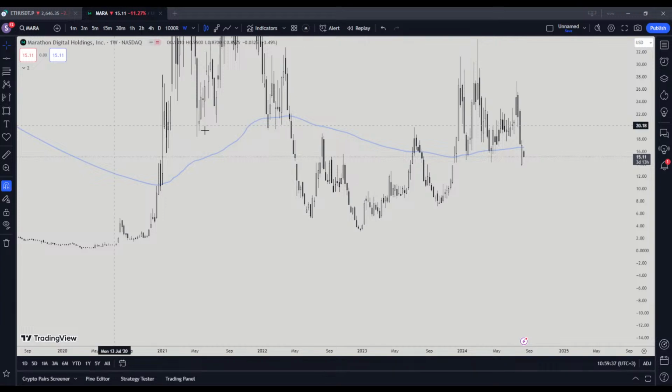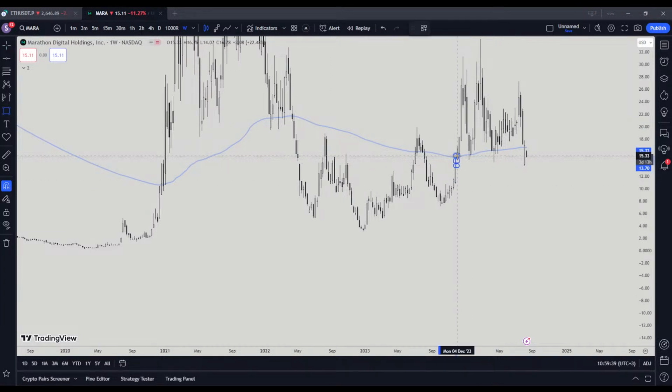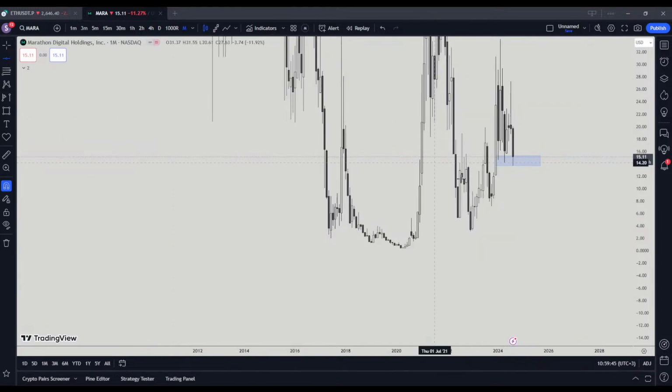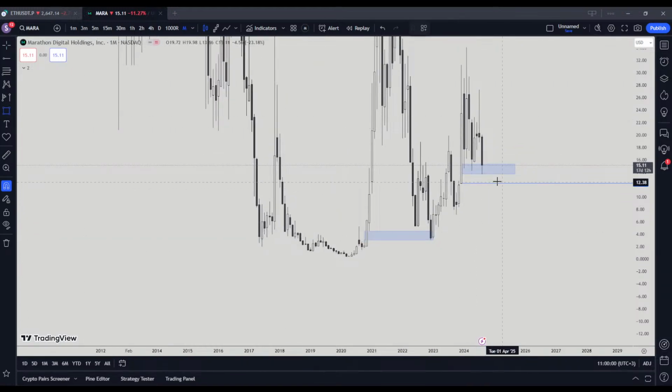Well, Mara, it can have an easy power of 3 here. Let's see, check. Okay. Well, most likely we'll get a dump into 12.32 here. This one is tapped. It's done. We have this one untapped, so price will most likely dump into $10 here.